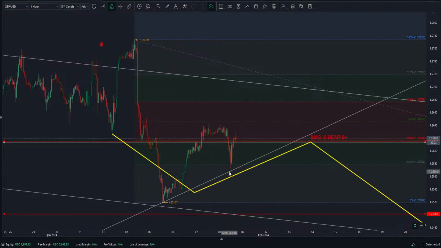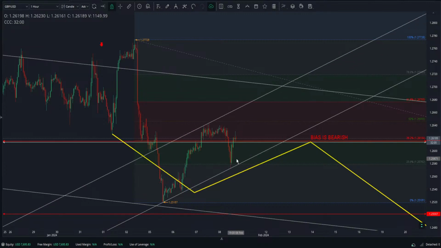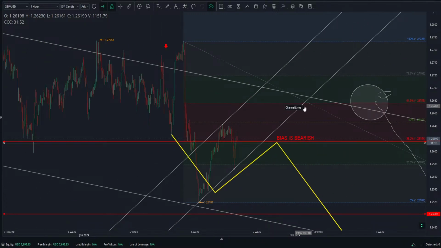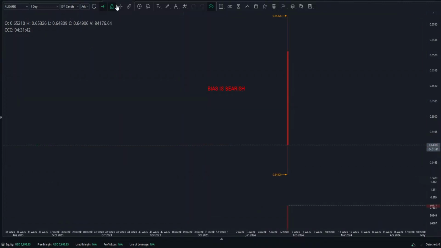Yeah, the bias is bearish. You make a channel like this and expect it to get rejected close to this area of 1.2672, where I think it will be some discounted price and a lot of sellers will try to push the markets below from here. 1.2500 is my first target, so keep an eye on these levels.